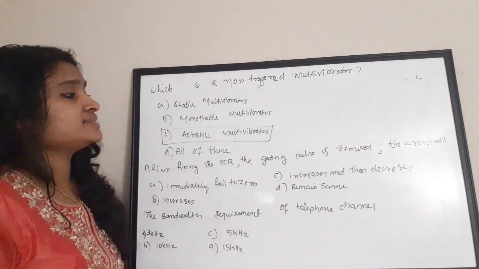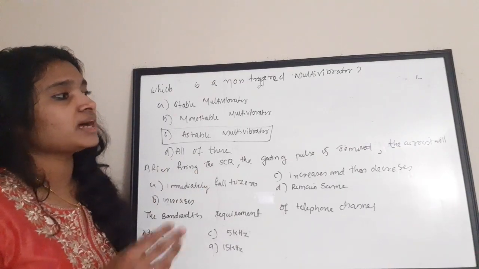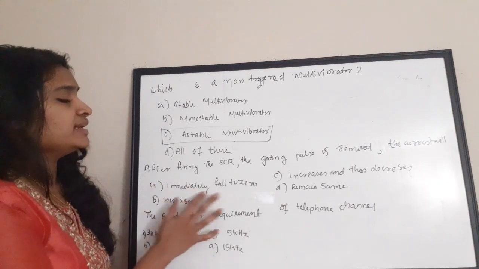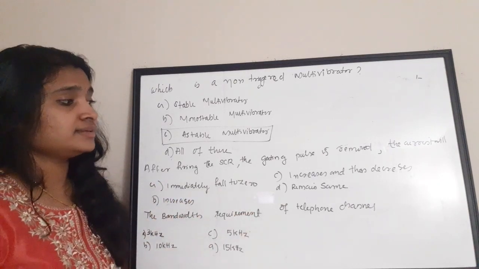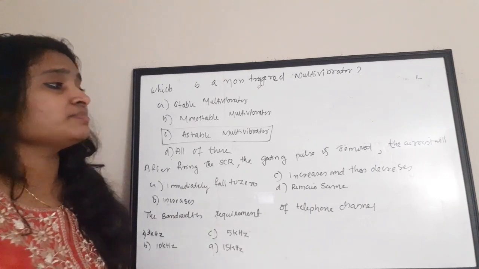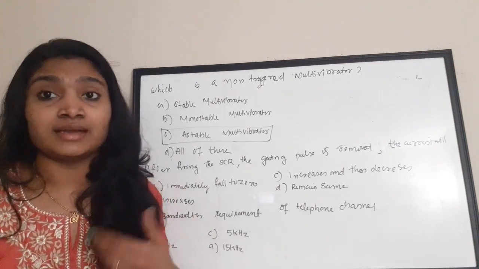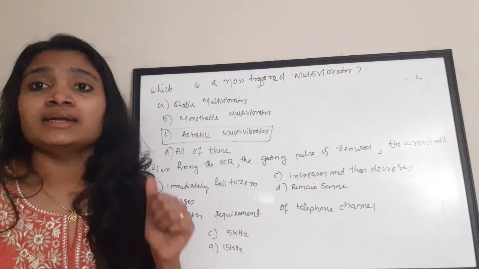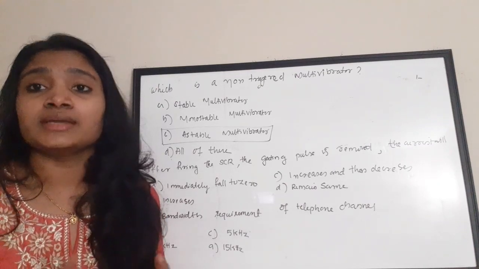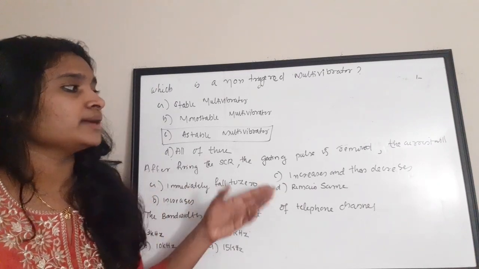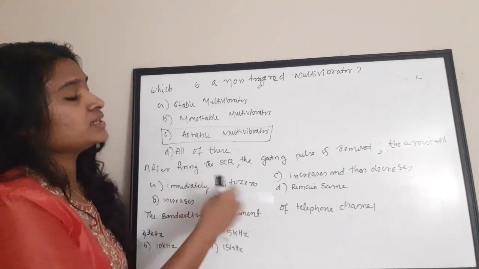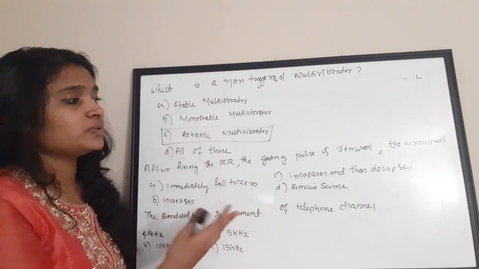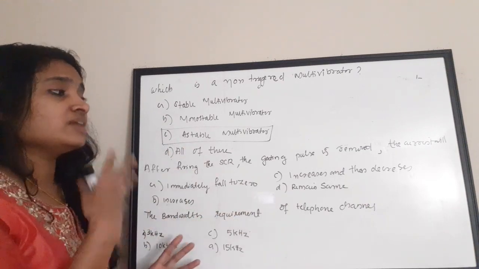After firing the SCR, the gating pulse is removed. The current will dash. A, immediately fall to 0. B, increases. C, increases and then decreases. D, remains the same. So there are various methods of triggering an SCR, that is silicon controlled rectifier: dv/dt triggering, thermal triggering, gate triggering, time differential triggering. These are the various types of triggering of the SCR that we have discussed in one of the previous videos.